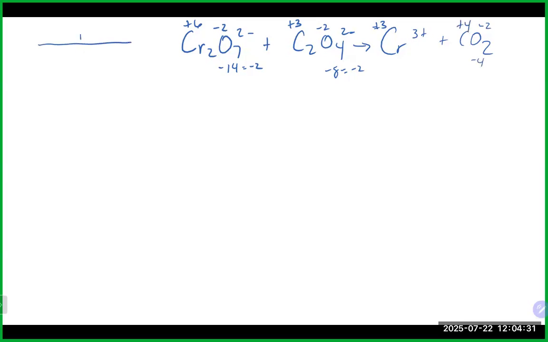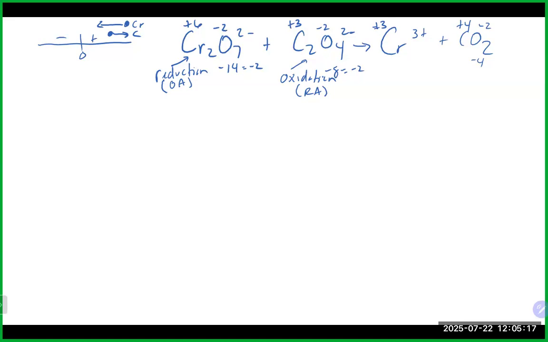Once again, when we look at the chromium, it started at +6 and ended at +3, which means it's moving in the negative direction. That means that this one is going through reduction, and by default, this one goes through oxidation. We can also see it with the carbon: it starts at +3 and ends at +4, so it's moving in the positive direction, so it's going through oxidation. That makes the dichromate our oxidizing agent, and the oxalate our reducing agent. First off, any questions on how to identify all that?